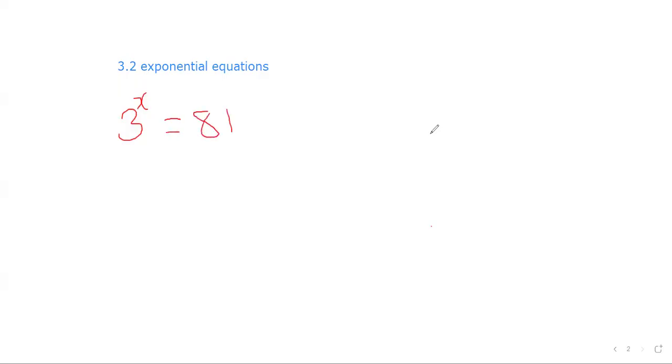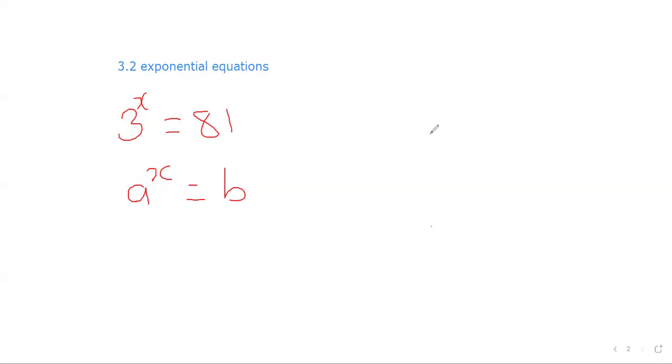You can even have a^x equals b, where a and b are real numbers. So how do we solve these exponential equations? To solve exponential equations is not something that is difficult, it's something that is easy.